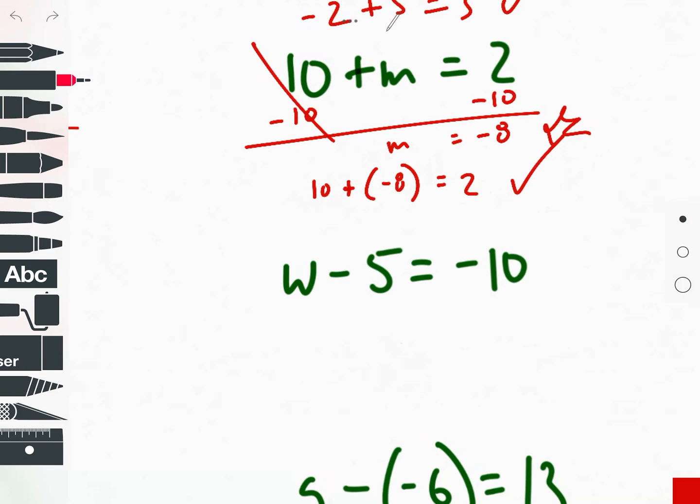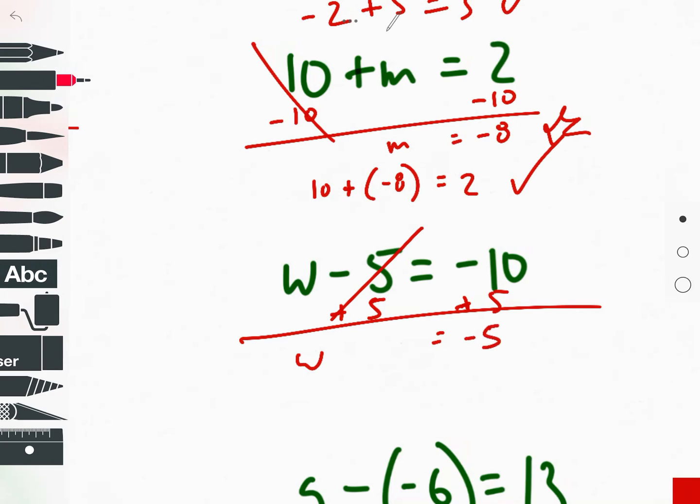w minus 5 equals negative 10. So again, I want to undo that. I want to add 5 to both sides. And you do need to show all your work on these things so we can see the steps that are happening. Negative 5 plus 5 is going to zero out. So if you're at negative 10 on the number line and go up 5, you're at negative 5. So let's see if it's true. Negative 5 minus 5.